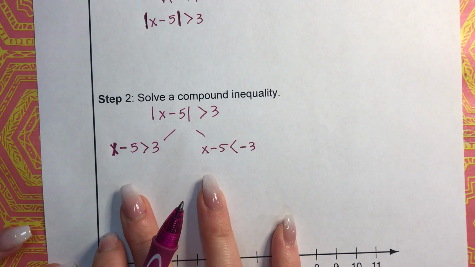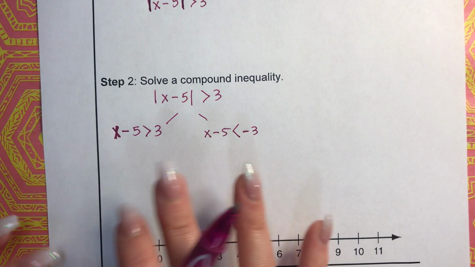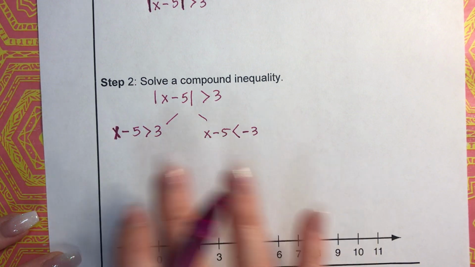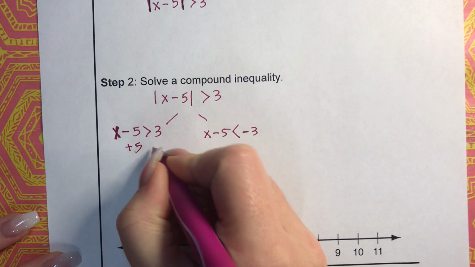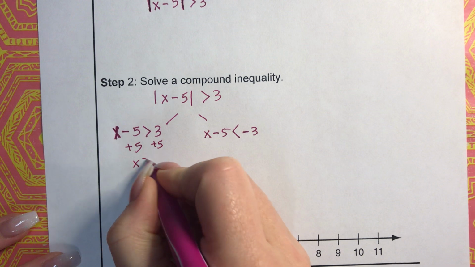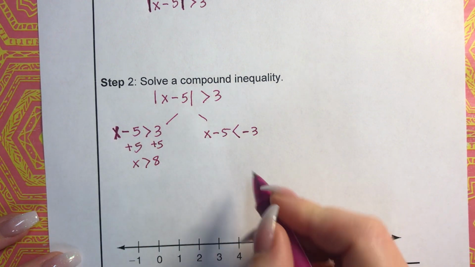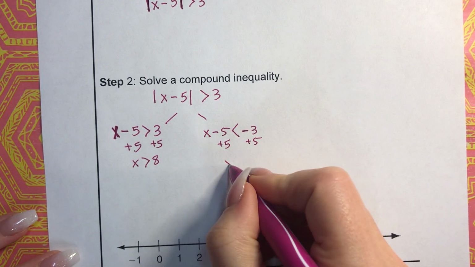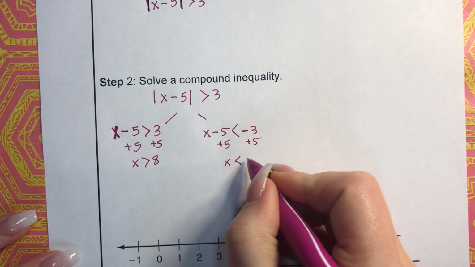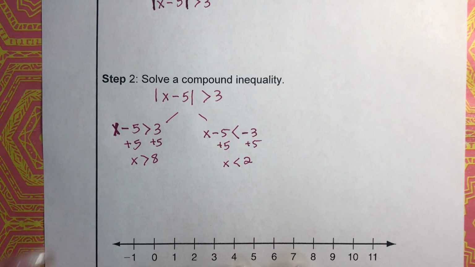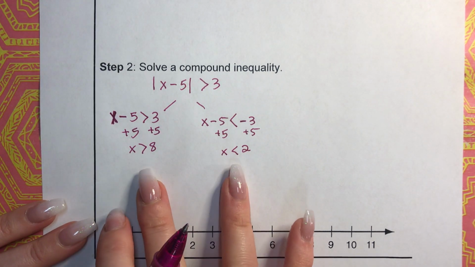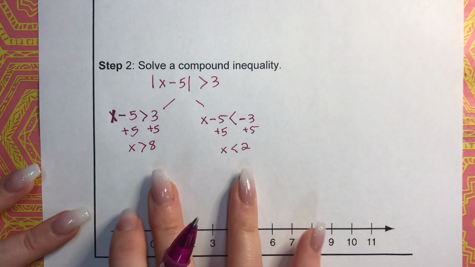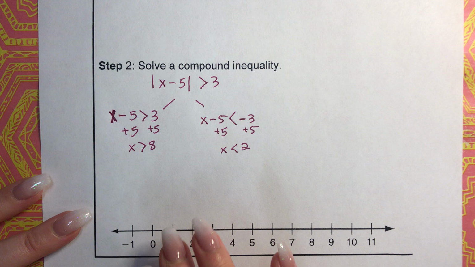This is either an and or an or problem, so we have to determine which one it is. So it's kind of like interpreting the results. But before we can do that, we have to solve each one of these. So let's go ahead and solve. 3 plus 5 is 8. And then we solve this one, and we get x is less than 2. Perfect. Now I just want to go ahead and graph these because this is not my answer, okay? This is not the answer. You have to interpret this and then write the answer.